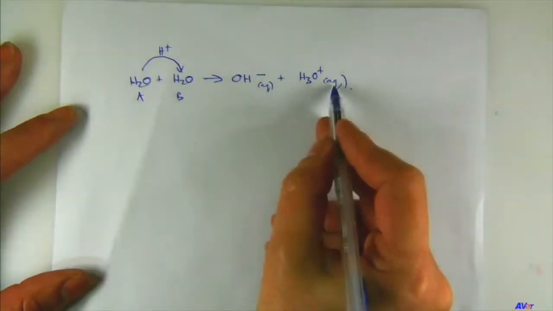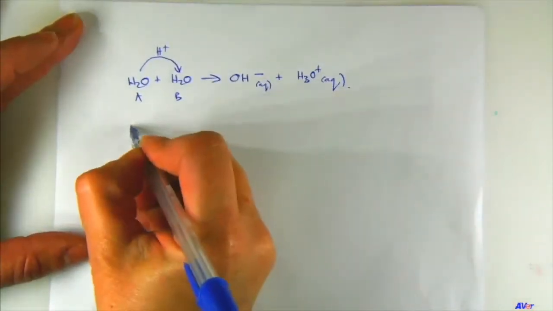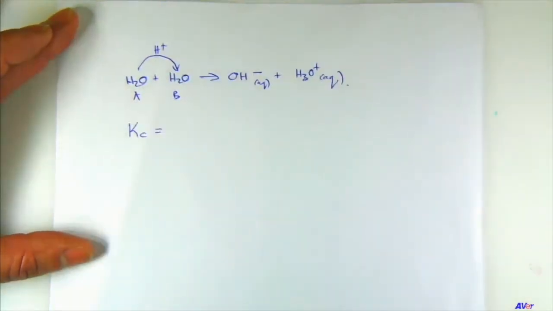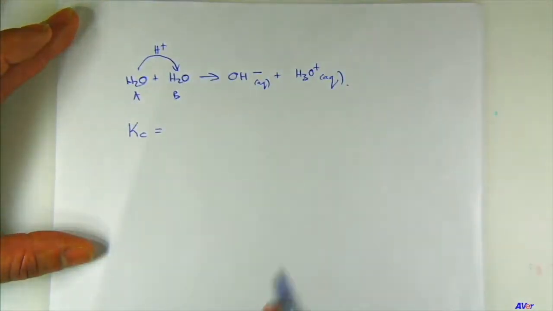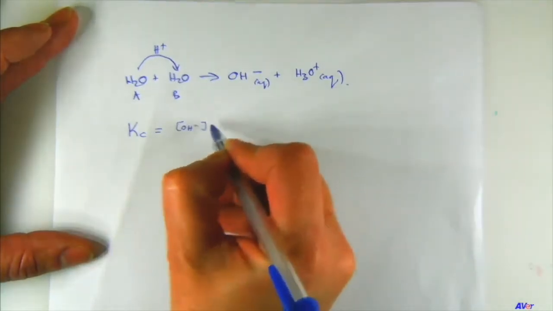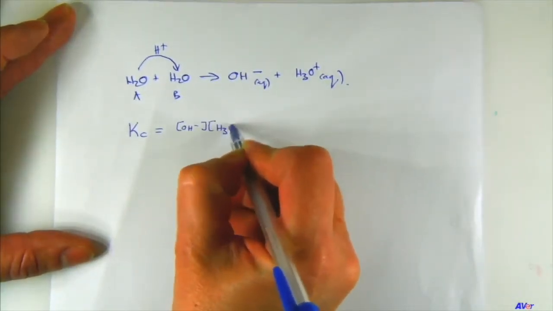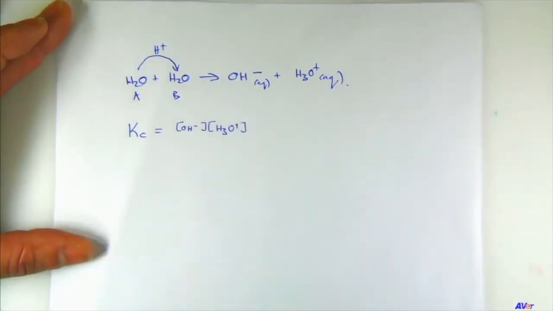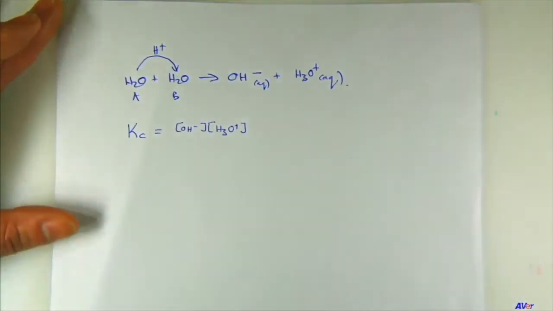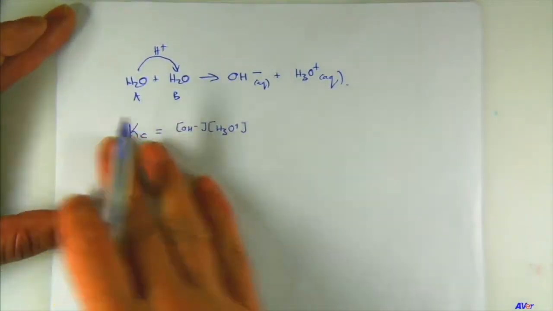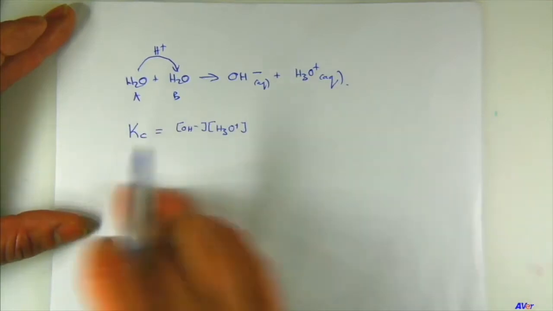Right, so we have that one. Now, if I want to write the Kc expression for that one, what should the Kc expression look like? It should be OH minus times H3O plus concentration divided by 1. Yeah, nothing, 1. Okay, right, because these are pure liquids. They don't even come in. So your Kc equation looks like that.